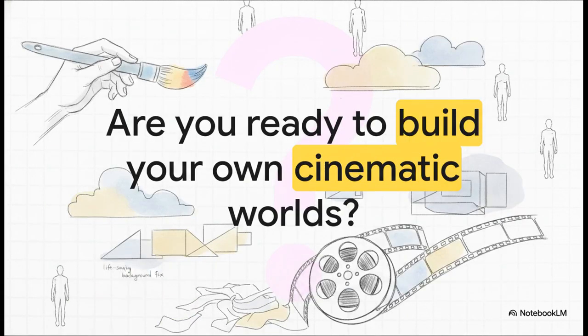We've covered a ton today, from volumetric depth and that life-saving gray background fix to complex outfit swaps and the absolutely vital human edit. You now have the exact technical pipeline to stop making plastic-looking slop and start actually making cinema. So the only thing left to ask is, are you ready to pick up the brush, embrace that 10% human imperfection, and start building your own cinematic worlds?